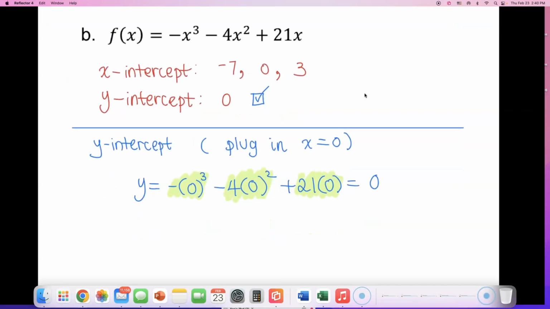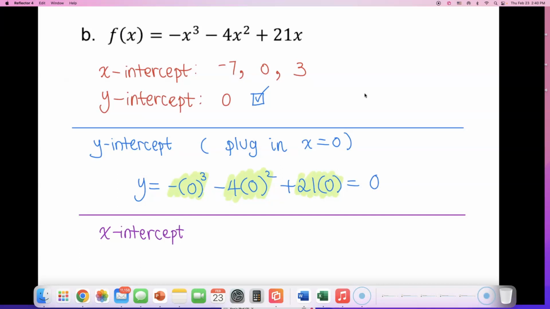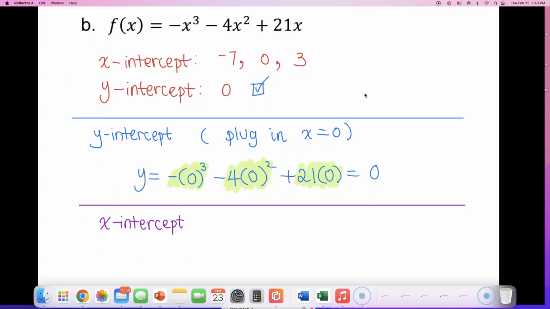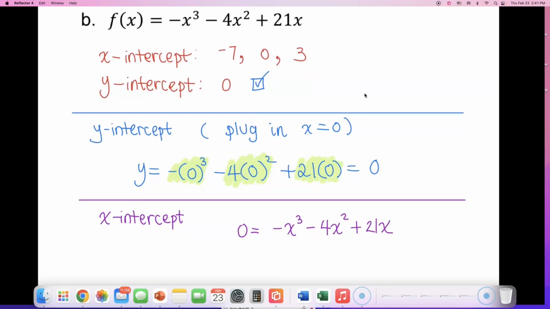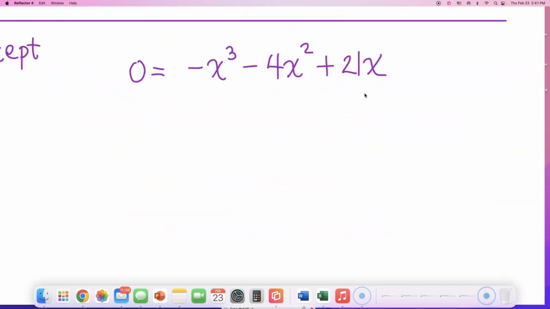Now, for the x-intercepts, you're going to have to brush up on your factoring skills a little bit. So here we go. To find the x-intercepts, you set the entire function equal to 0. This is really the same as plugging in y equals 0, and y is f of x, right? So that's what you're going to write down: 0 equals negative x cubed minus 4x squared plus 21x. So we set it equal to 0, and we're going to factor this.